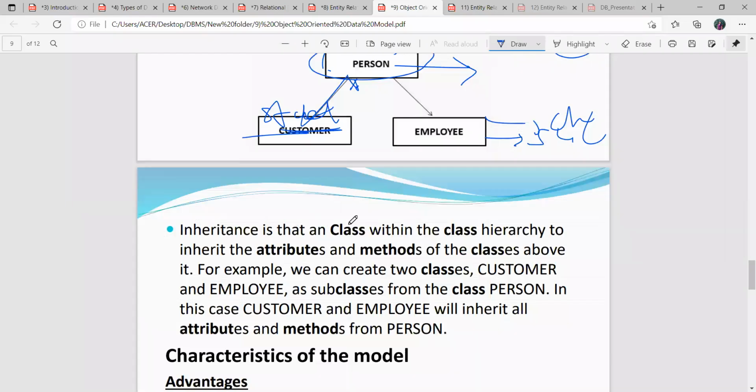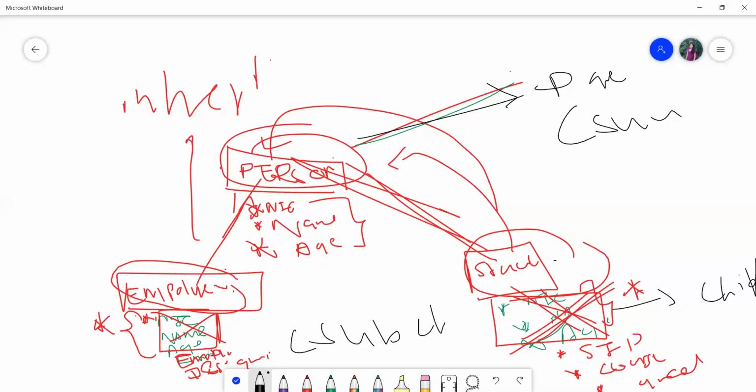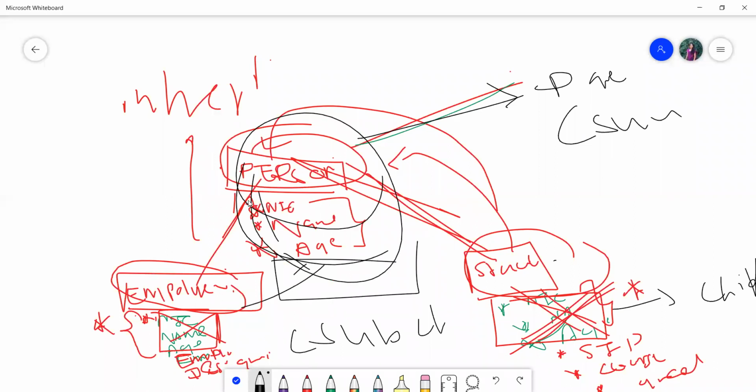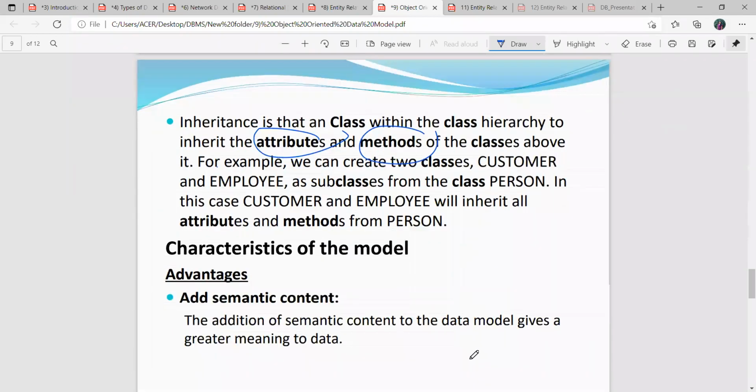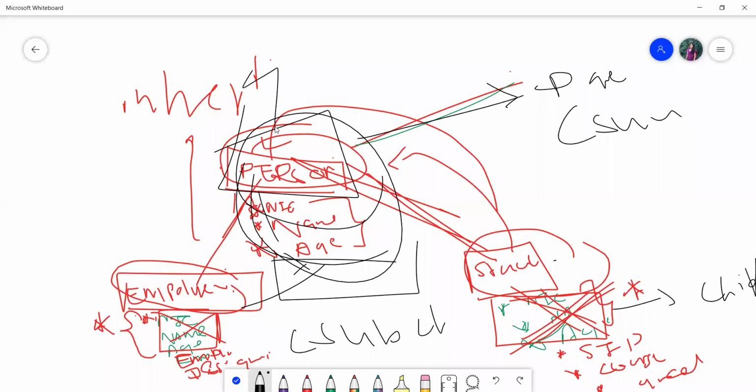Inheritance is when a class within a class hierarchy inherits the attributes and the methods. I only discussed the attributes. Again, we can define some common methods for this person class, and these two classes can inherit the common methods also. For example, we can create two classes, customer and employee, as subclasses of the class person. Customer and employee will inherit all the attributes and methods from the person. So always this superclass consists of the common attributes and the common methods for both classes.